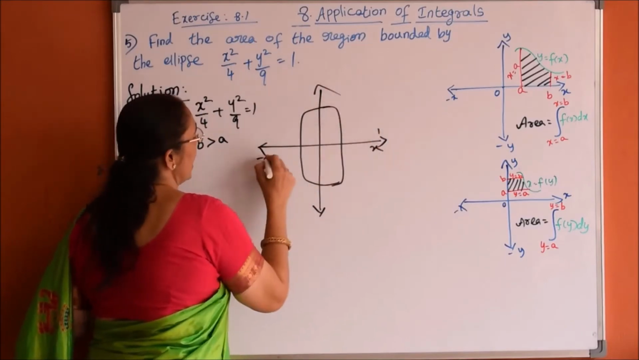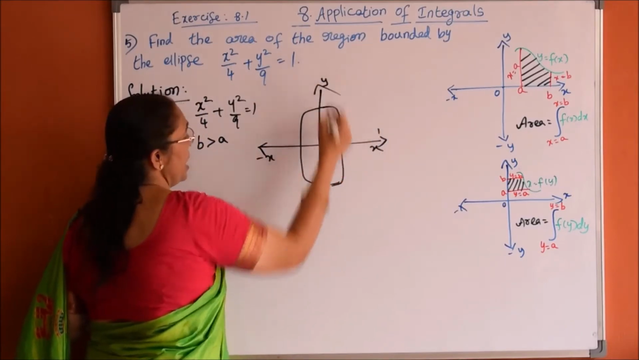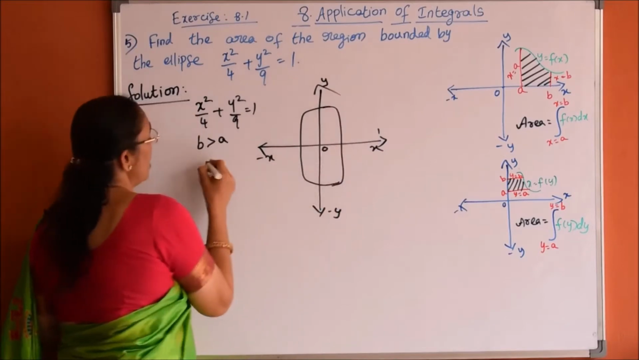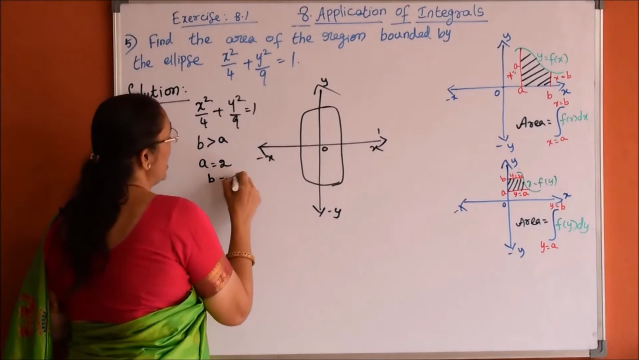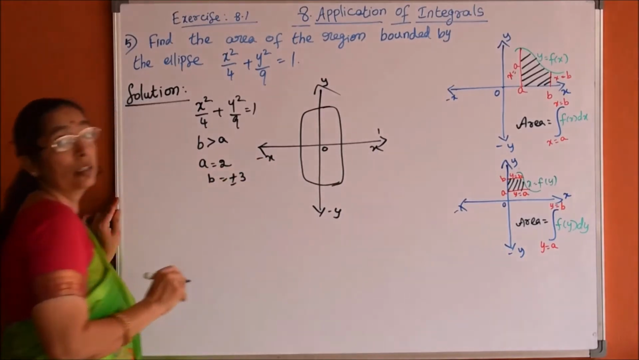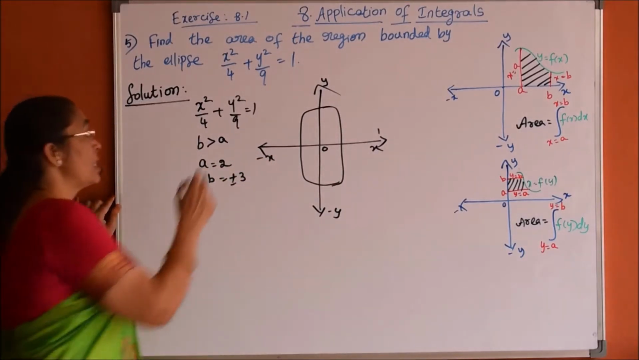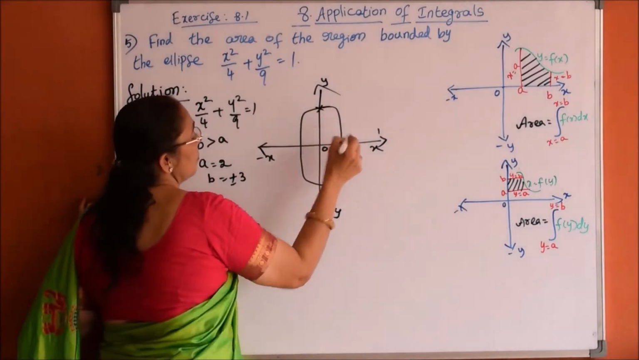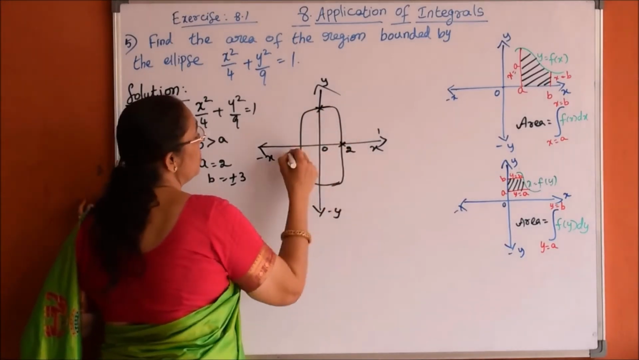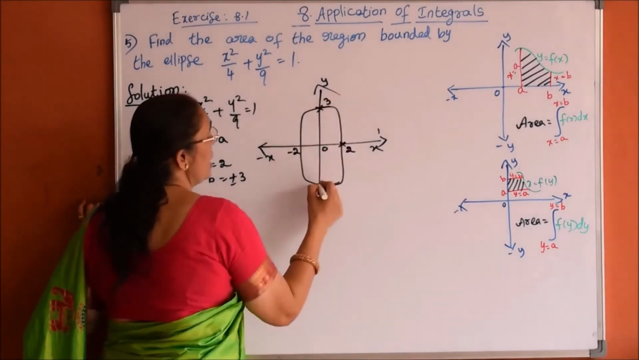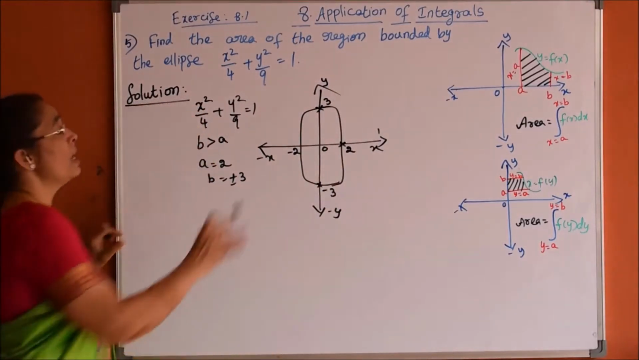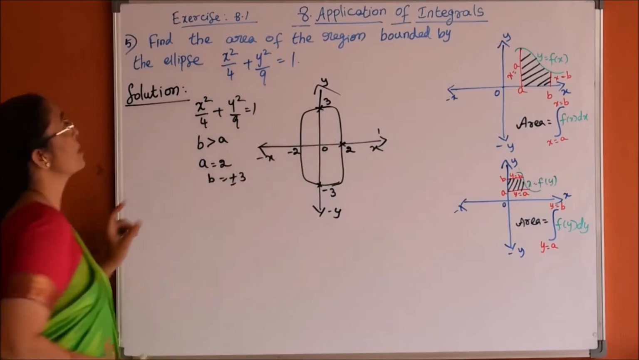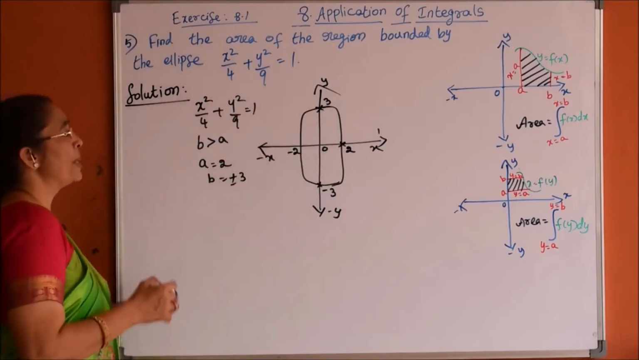X axis, negative x axis, origin, y, negative y, and here the a value is plus or minus 2 vertices, and b, the vertices are plus or minus 3. These are the vertices here. We will have 2, minus 2, and 3, minus 3. So, now we need the area covered by this ellipse, the area of the region bounded by the ellipse.